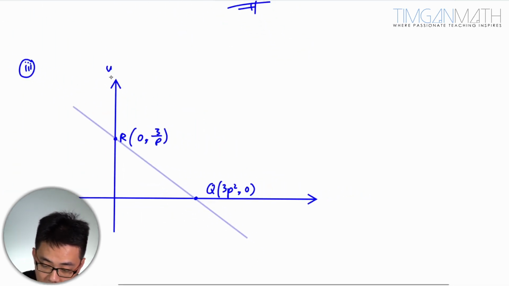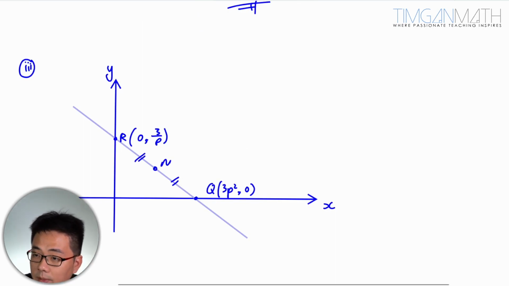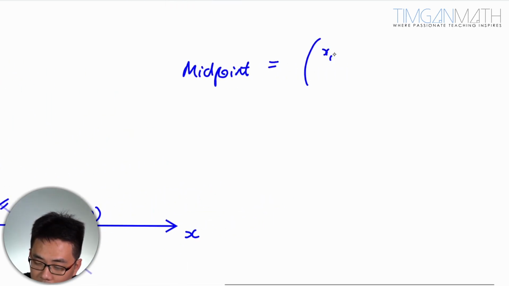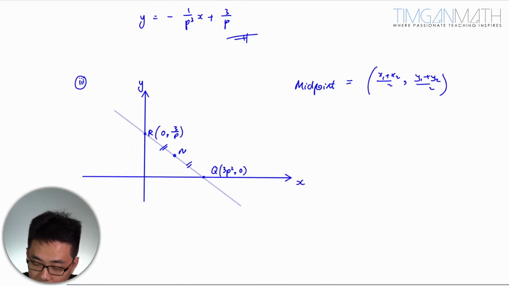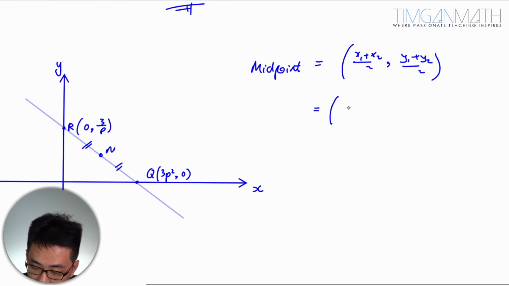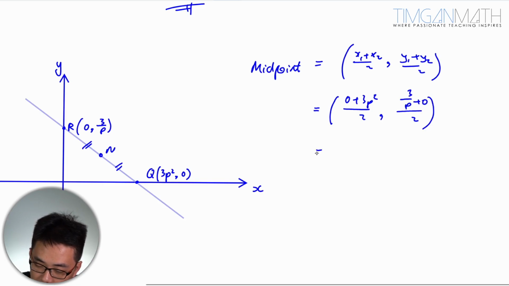So what we need to do here is essentially find the midpoint. The formula is (x1 plus x2 divided by 2, y1 plus y2 divided by 2), in terms of p. So the midpoint will be (0 plus 3p squared divided by 2, 3 over p plus 0 divided by 2). This gives us 3p squared over 2 and 3 over 2p. So the parametric equations are x equals 3p squared over 2, and y equals 3 over 2p.